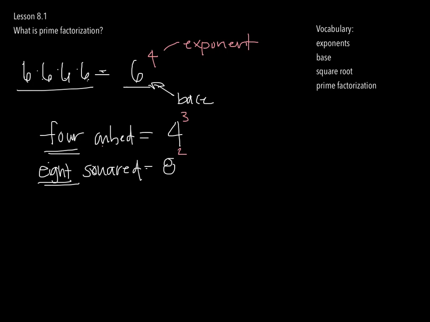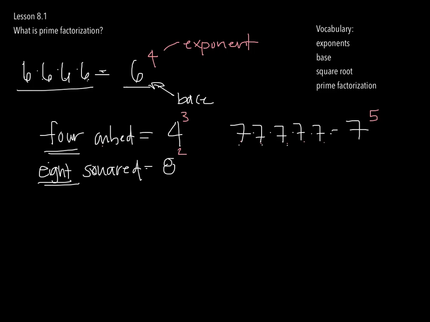Along those lines, what if I have 7 times 7 times 7 times 7 times 7? What is that as an exponent, in exponential form? First we have to figure out what our base is. All of these numbers are the same, so our base is 7. Then for our exponent, we have to figure out how many 7s we have: 1, 2, 3, 4, 5. So it's 7 to the 5th power.